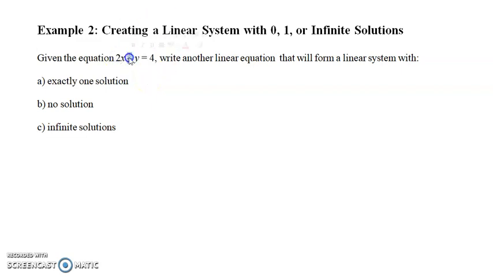A little typo, I just want to fix that now. The negative should have been in front of the 2x and the y should have been plus. Alright, so please fix that. My apologies. So the 2 should be negative and the y should be plus and the 4 is fine.